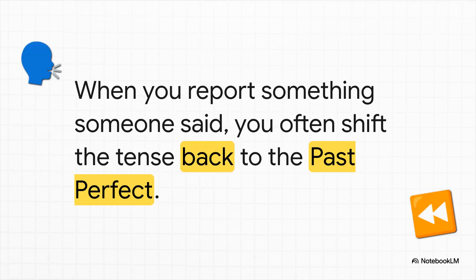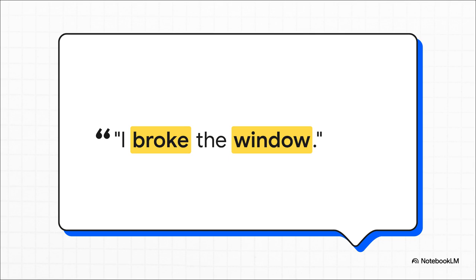Okay, the second big place you're going to see this tense all the time is in what's called reported speech. This is just a fancy way of saying you're telling someone what another person said. When you do this, the tense often takes a little step back in time. So, imagine your friend comes up to you, looks a little guilty, and says this, directly, I broke the window. Pretty straightforward, right? He's using the simple past tense.